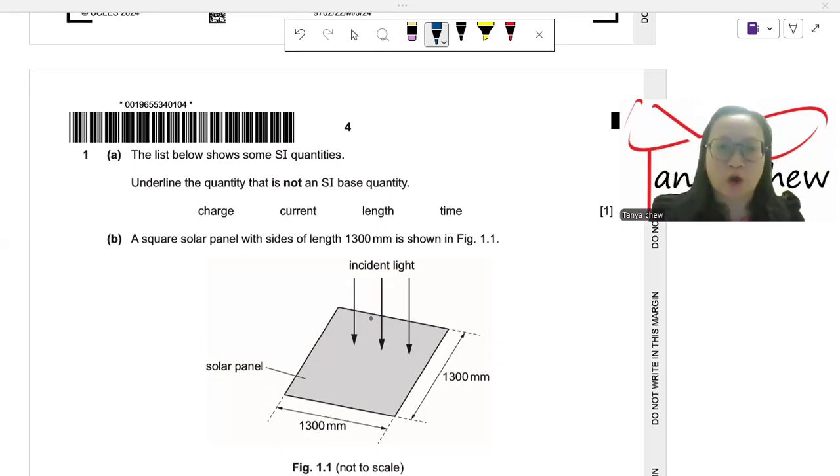So you have to make sure that you memorize all these 6 base quantities. Now, which is not an SI base unit? Definitely the charge is not an SI base unit. So you have to underline the charge.